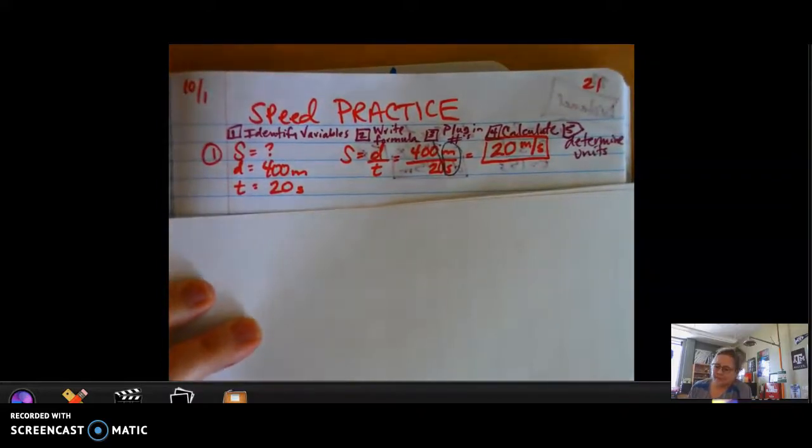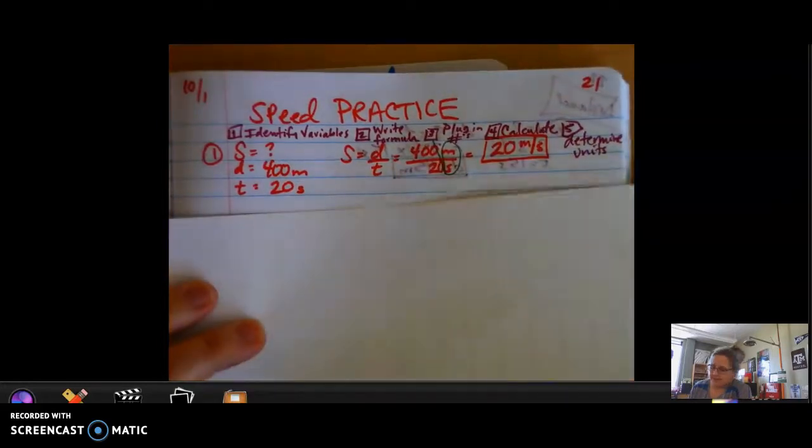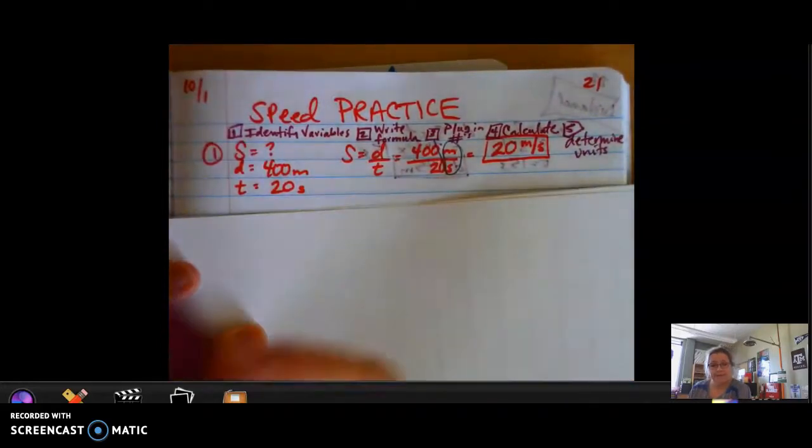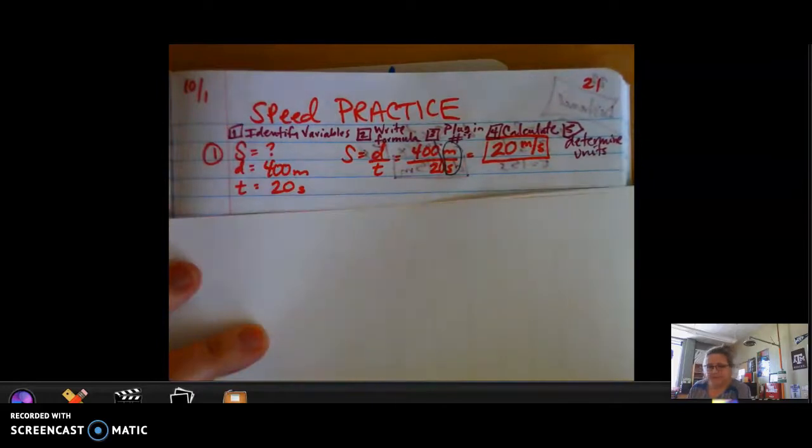If you can print off, great. If not, work it in here just like I did. Okay, so you're going to do the practice problems, and then I put up the key and you'll check yourself. But there's a couple of steps you go through.